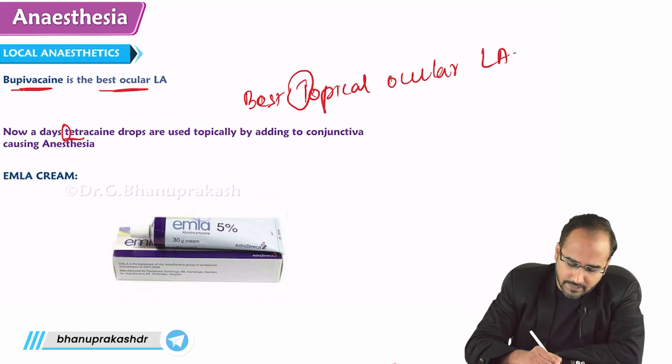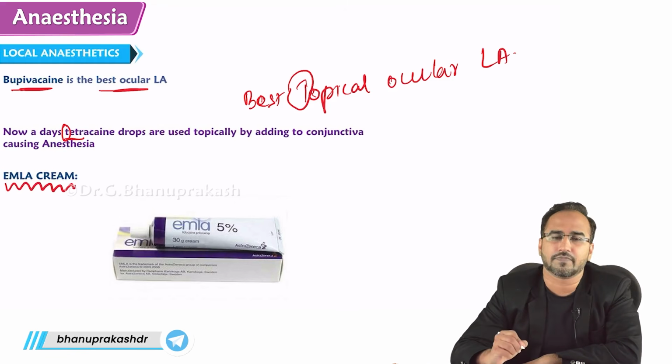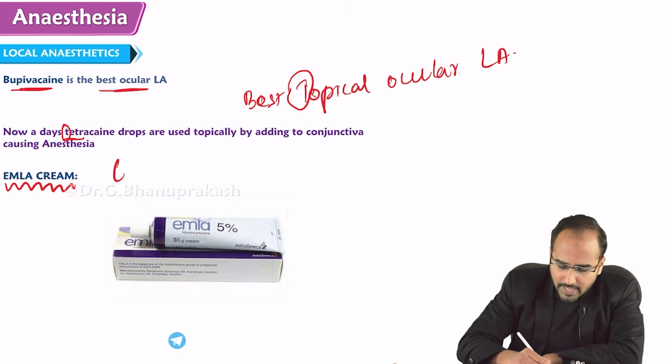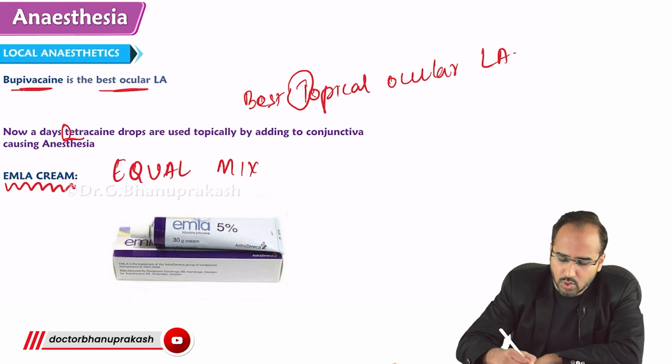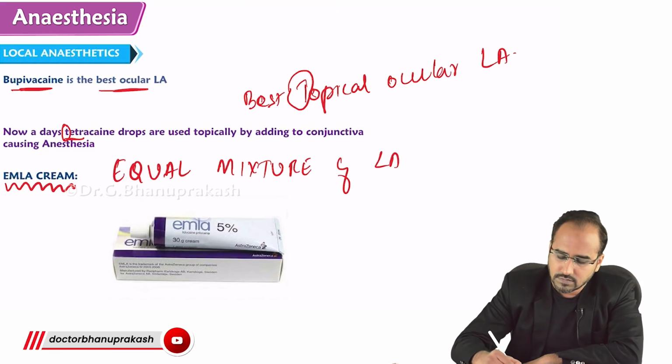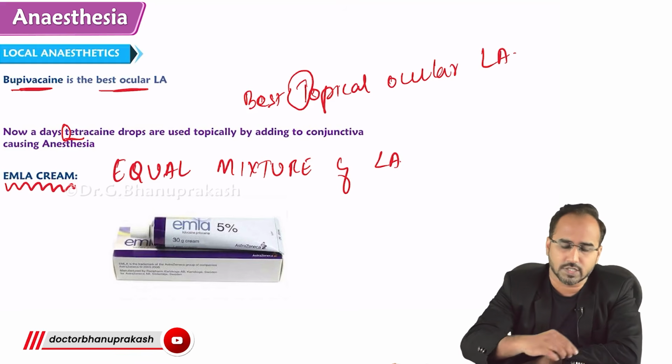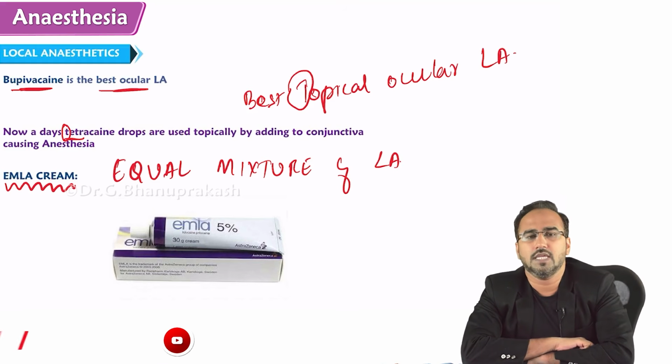Next, coming to this cream which is called EMLA cream. The full form of EMLA is Eutectic Mixture of Local Anesthetics. Equal mixture of two local anesthetics is called EMLA.